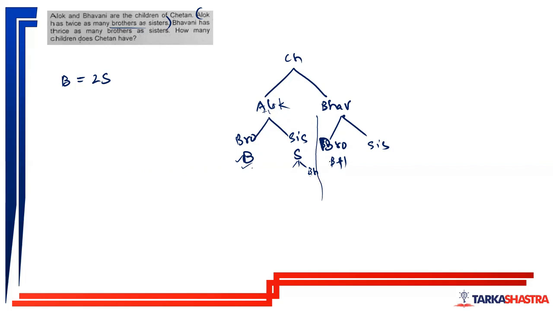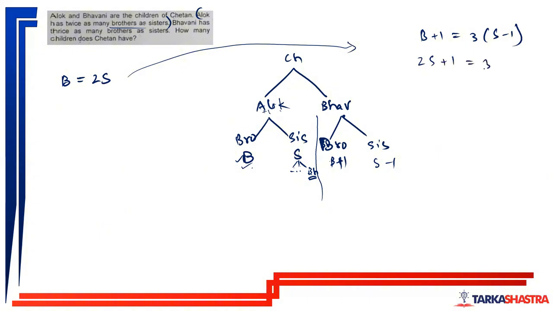How many sisters will Bhavani have? Now Alok has S sisters. Out of Alok's sisters, one sister is Bhavani. So if there are 10 sisters, Bhavani will have only 9 sisters, right? If I have 5 sisters, then for one sister there are only 4 sisters, in that way. Understand. So this is S minus 1. Okay? Then Bhavani has thrice as many brothers as sisters. So Bhavani's brothers are thrice as many as her sisters, right? B is equal to 2S, so I substitute here.